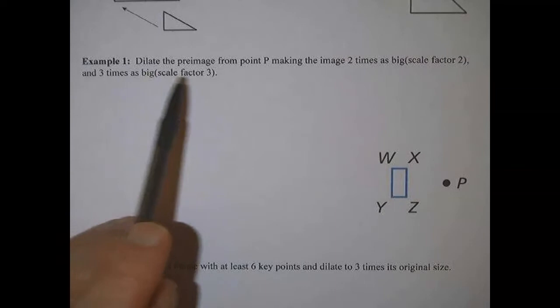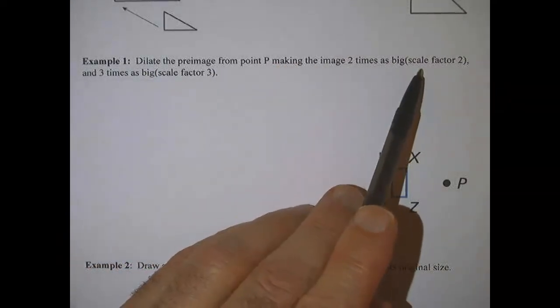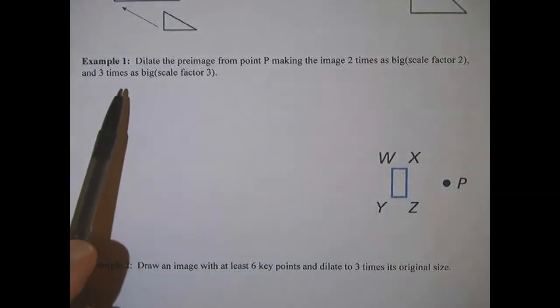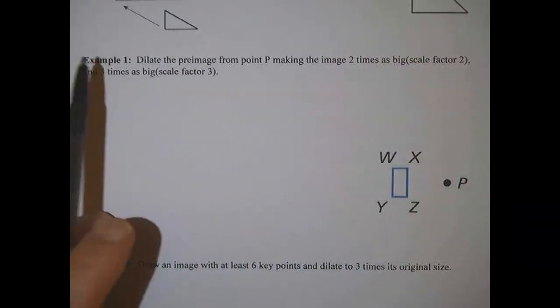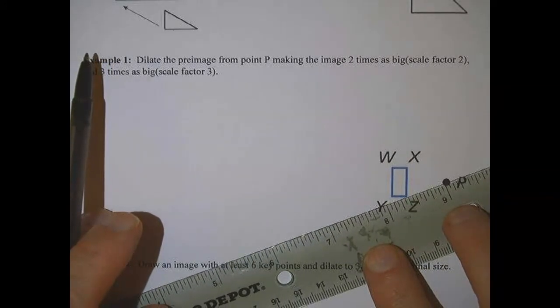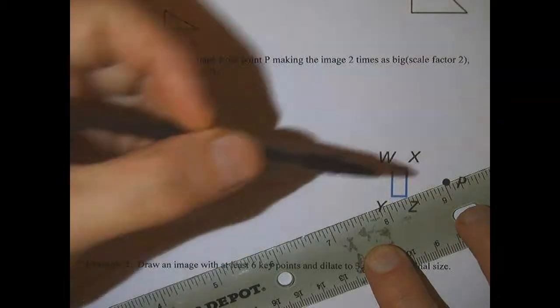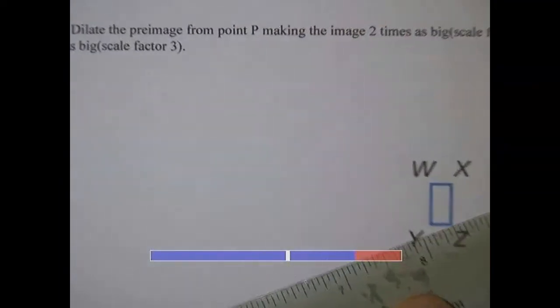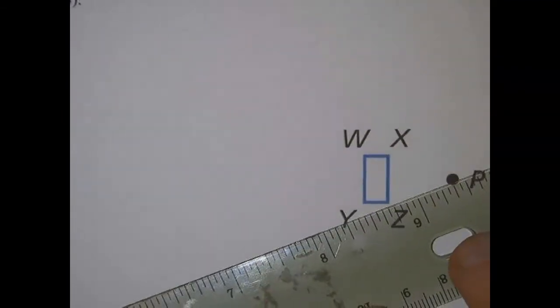Okay, so we're going to dilate the pre-image from P, making the image 2 times as big, which means it will have a scale factor of 2. And then we're also going to make it 3 times as big, which means it will have a scale factor of 3. So let's see how we do this. The first thing that we're going to do is make a line from the point through the important points of the figure, which are the vertices of the figure.